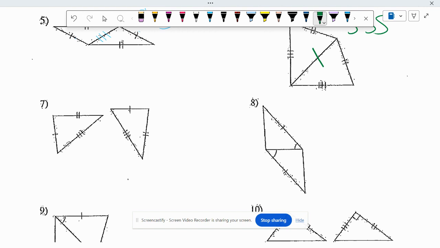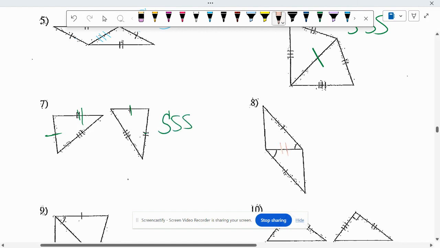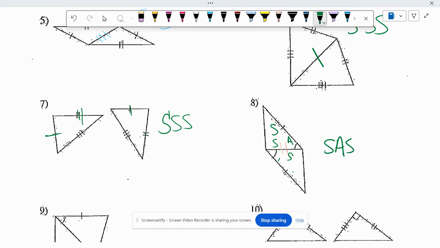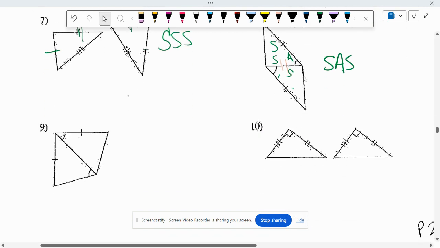So what about this one? Yeah. Side, side, side. What about this guy over here? Yeah. Side, angle, side, and then side, angle, side. So SAS, a little bit of SAS. What about this one down here at the bottom, number 9? Yeah. Because I have side, angle, side right here, but what happens in the bottom triangle? It spells SSA, or booty backwards. Not possible.